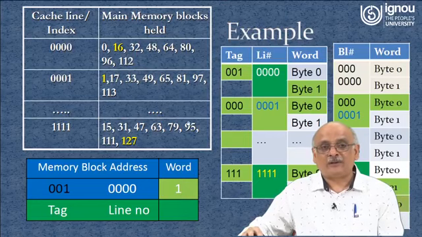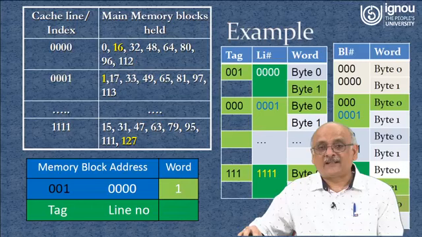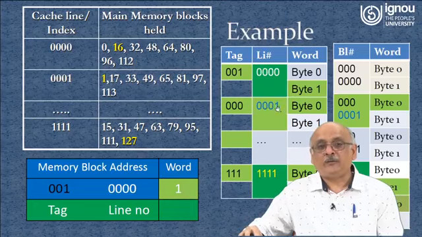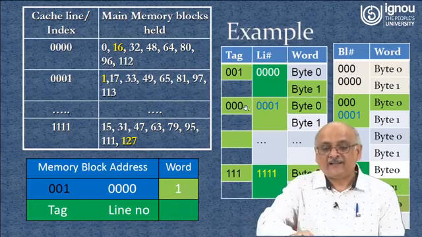Suppose I want to refer to this particular memory location. In that case, I'll just be matching. This is the tag number, and this is the line number, which determines which line it can be. If I know which line it can be, I simply match the tag number of the cache. If the tag number of the cache matches, it's perfectly all right. If the tag number does not match, then the memory is not located in that particular line.